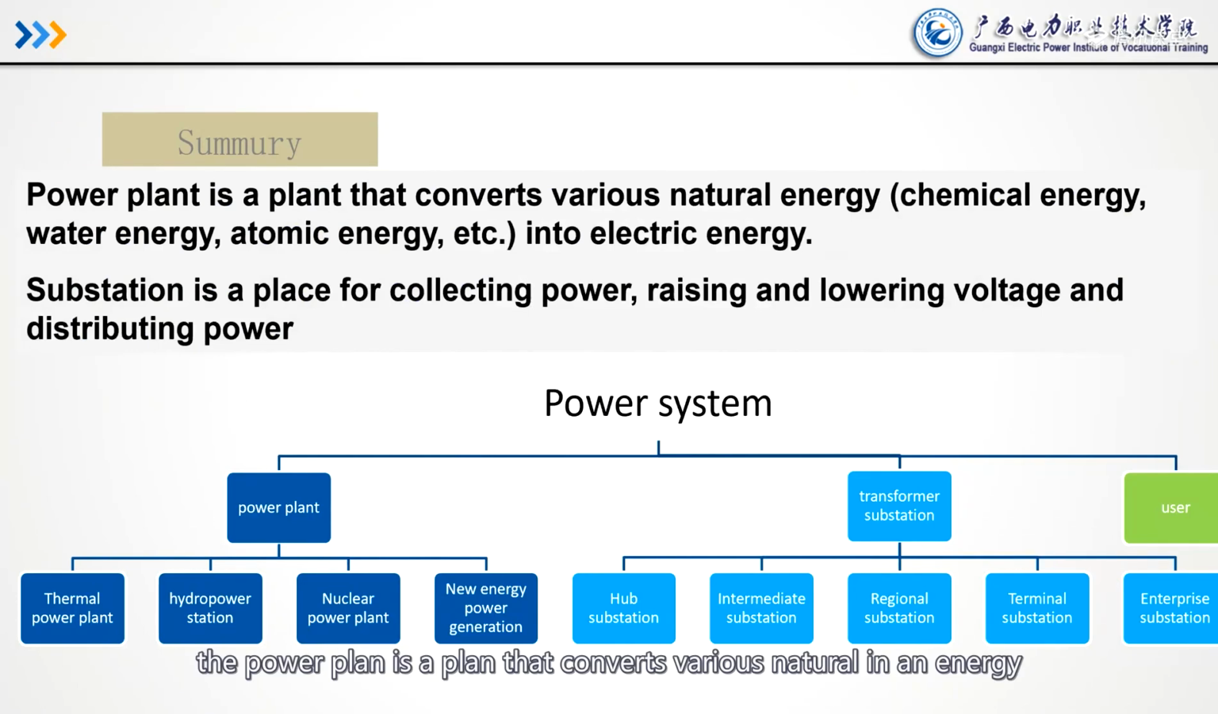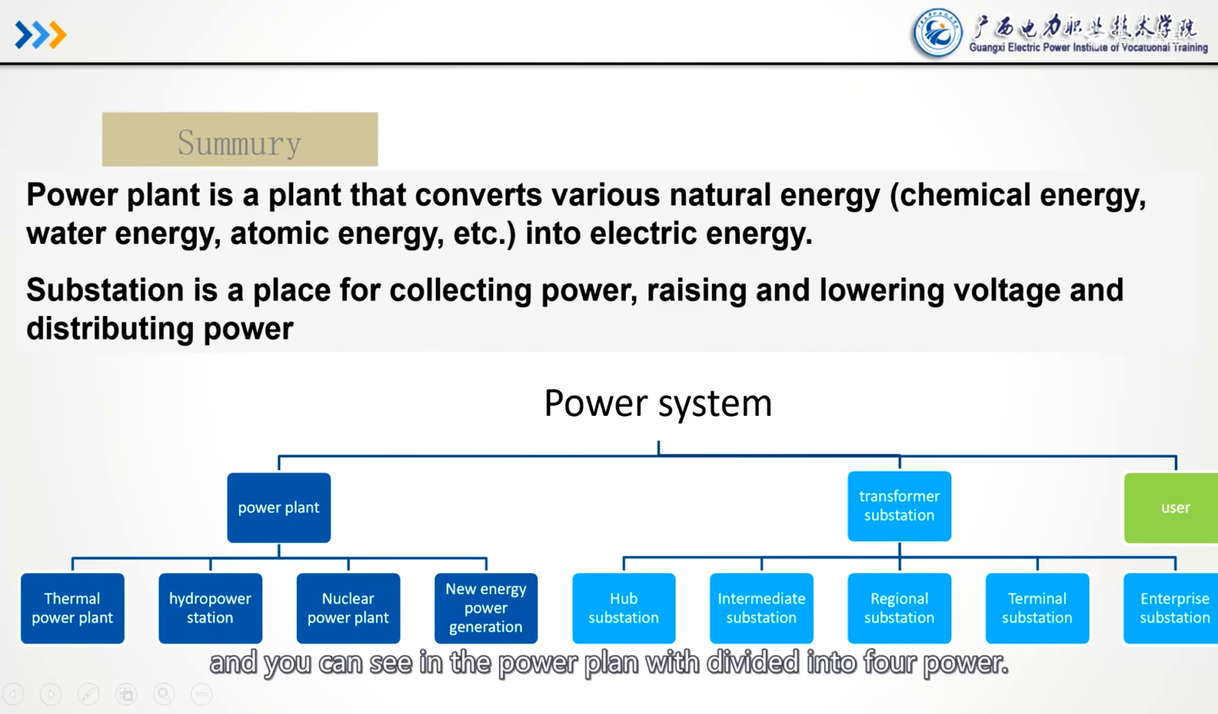The power plant is a plant that converts various natural energy, such as chemical energy, water energy, and atomic energy, into electric energy. Substation is a place for collecting power, raising and lowering voltage, and distributing power. Now this chart shows how the power system works.